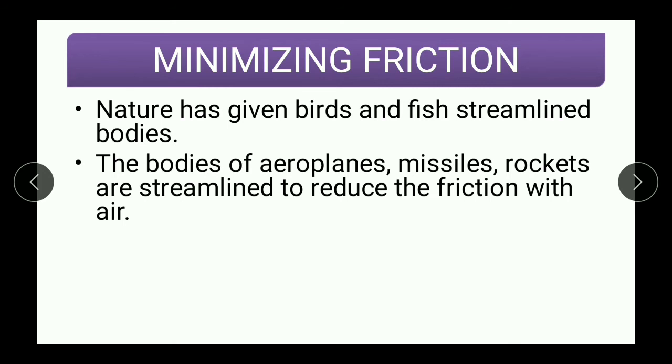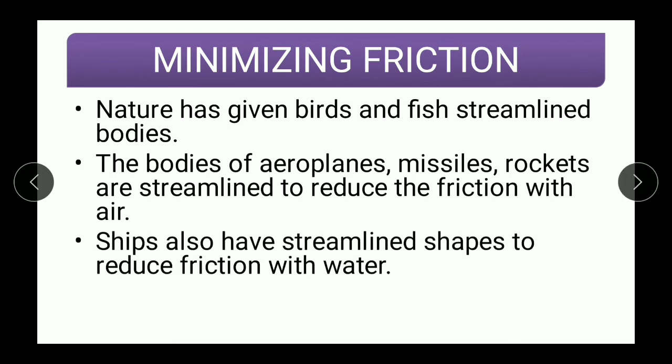So bodies of aeroplanes and missiles I already told. Ships also have a streamlined shape to reduce friction with water. You might have observed ships also have a narrower back end, whereas the front part is many times rounded. So this offers less friction.